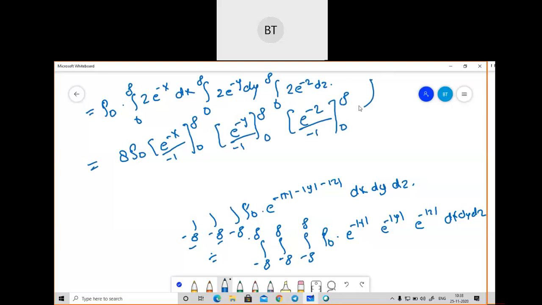So if you open the limit, put infinity there, what I'll get here is 8 rho naught into 0 plus 1, 0 plus 1 and 0 plus 1. So theta will be equal to, anything multiplied with 1 will be 1 only, so theta will be equal to 8 rho naught.